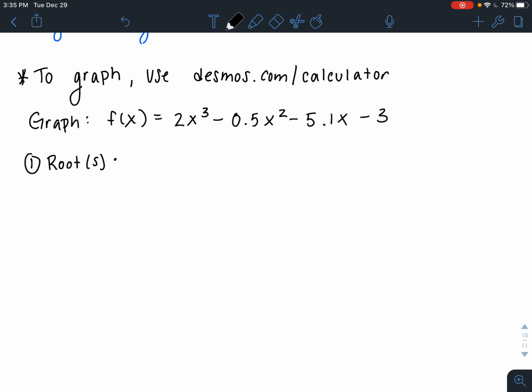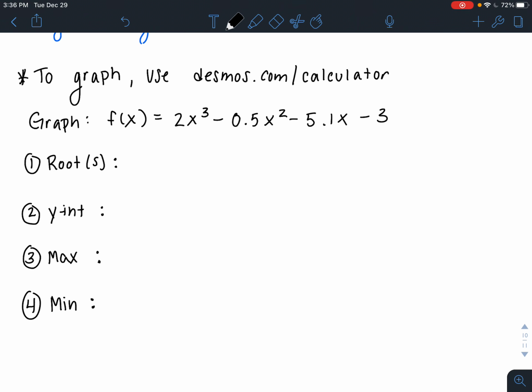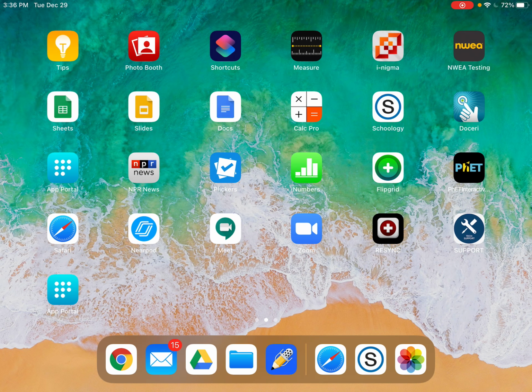So we want to find any roots or zeros. We want to find the locations of the y-intercept. We want to find the positions of any maximums or minimums. And then that's all of the vocabulary that we need.